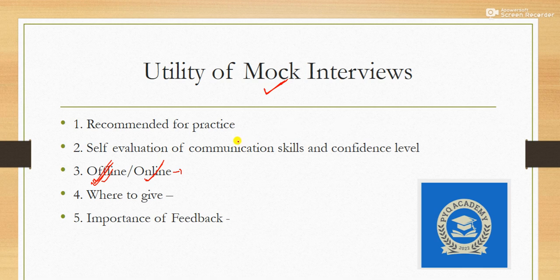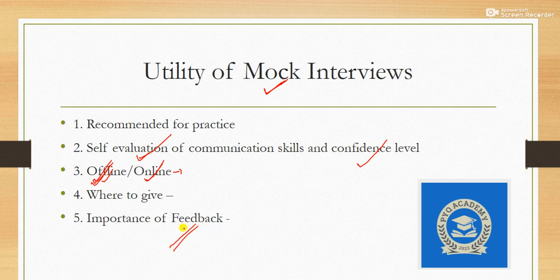Okay, now what about the feedback? How important is it? Before feedback, make sure that they are making a video of your interview, and first go for your self-evaluation. First, evaluate your communication skills: how fluent you were while expressing yourself, what your confidence level was, how much eye contact you made, what your facial expression was, how much your hands were shaking. All these things you have to evaluate by yourself. If you are satisfied with your performance, don't worry about the feedback.